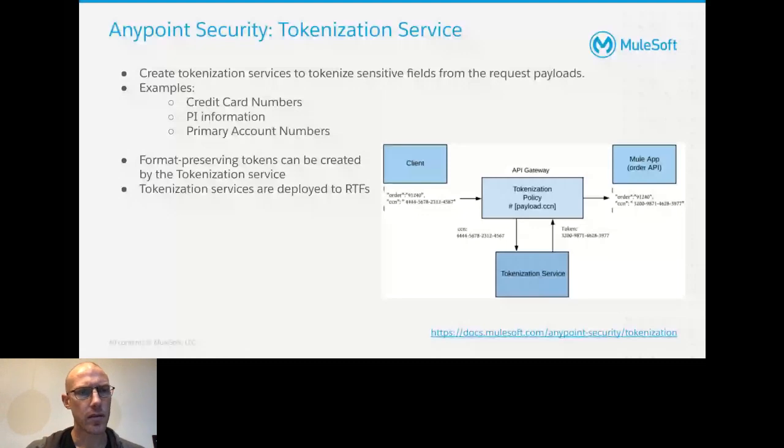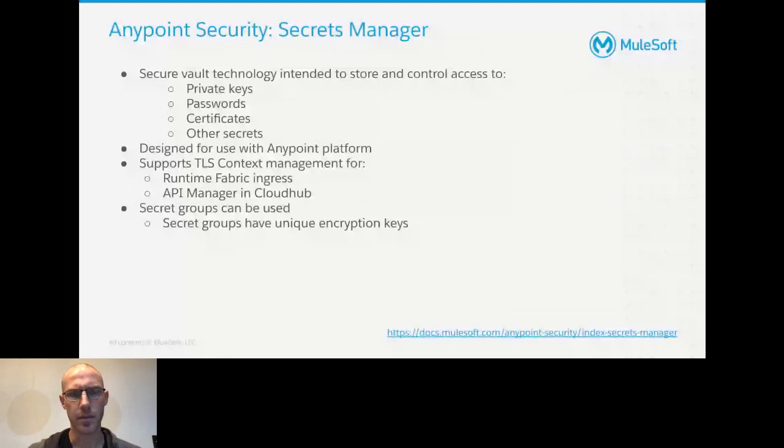And the last proposition in endpoint security is the secrets manager. Now, the secrets manager uses secure vault technology to store and control access to private keys, passwords, certificates, and other secrets. And you can use this to write and manage your secrets, your keys, and your transport layer security artifacts. Important to note, you can then read the metadata about the secrets, but the actual secrets themselves are consumed into the platform only by authorized platform services on your behalf.